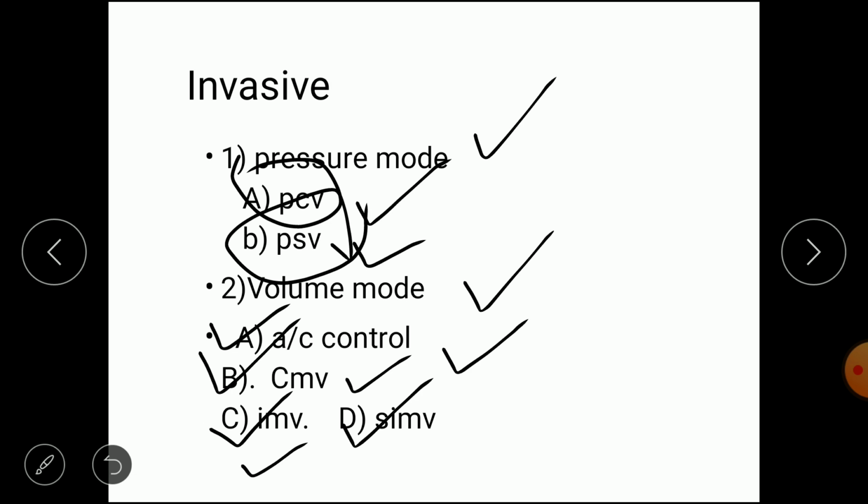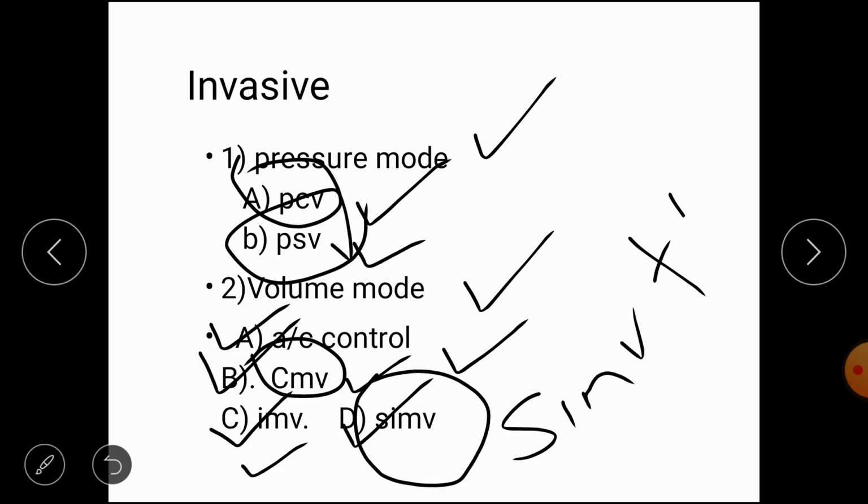Then IMV, that is intermittent mandatory ventilation. Generally mandatory means control. So intermittent mandatory, and CMV, that is continuous mandatory ventilation. SIMV means synchronized intermittent mandatory ventilation. Sometimes the SIMV is used with PSV, so that is known as combination mode.